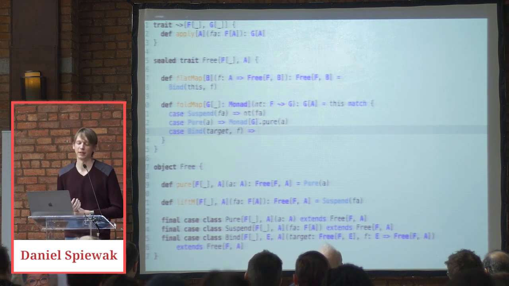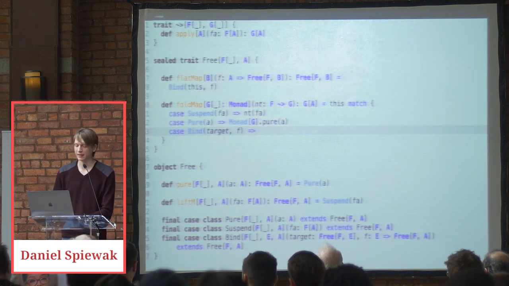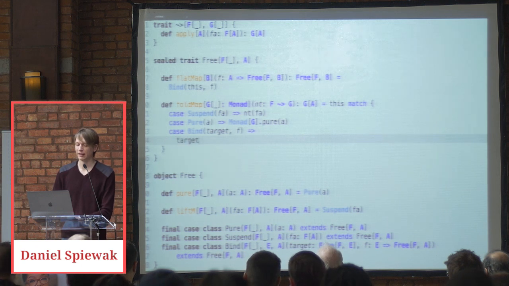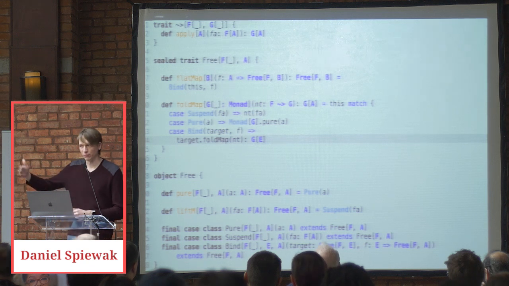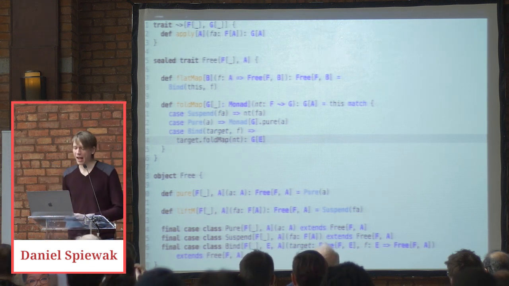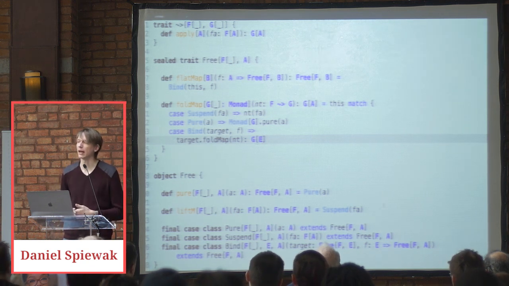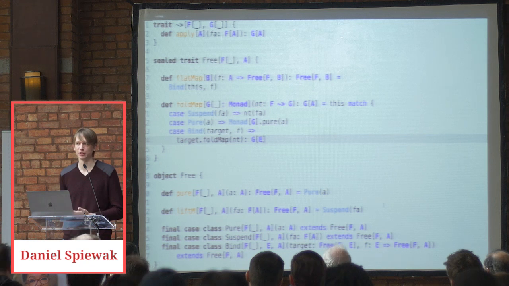And we have this natural transformation thing, but how can we actually map this into a G? Well, an obvious place to start might be to say target.foldMap natural transformation, right? So target is this Free of F E thing. I mean, this will get us a G of E. We're just going to trivially recurse down here. So we've got a G of E, and we have a function from E to Free of F A. How can we actually map that into a G of A?